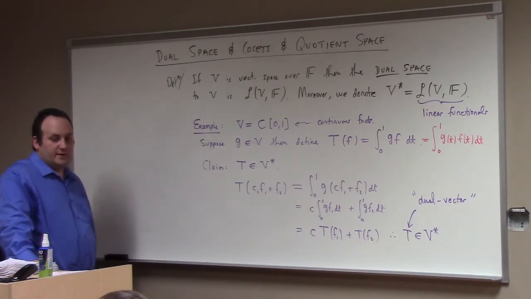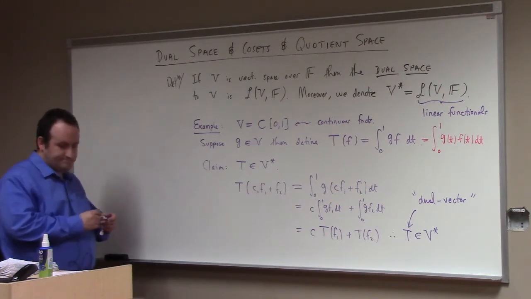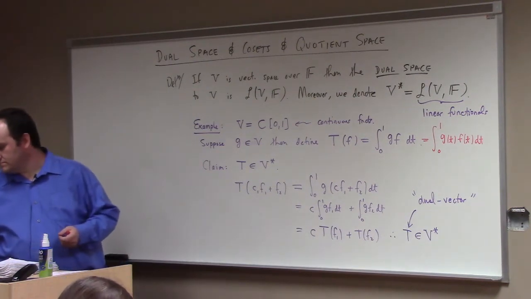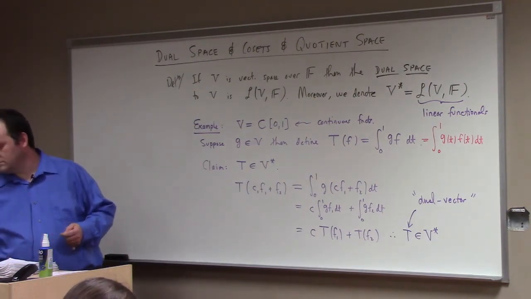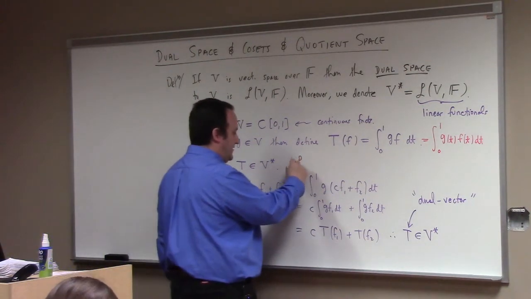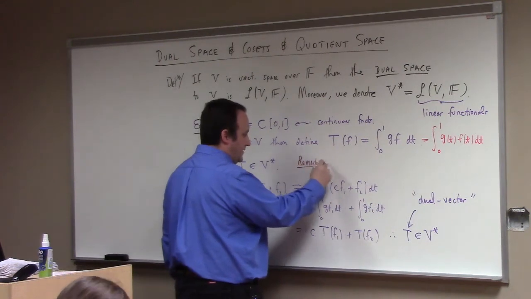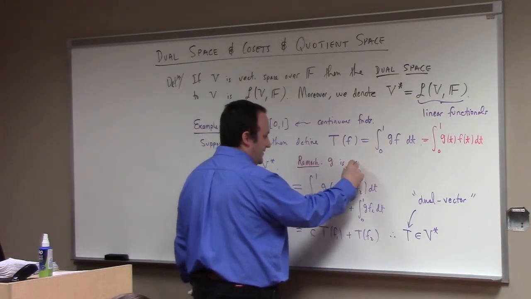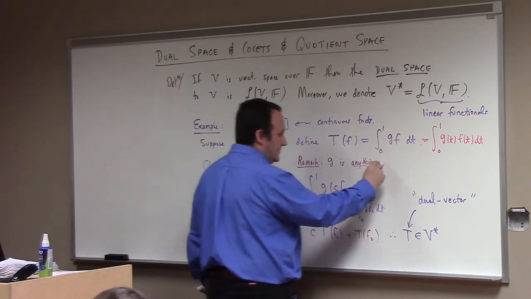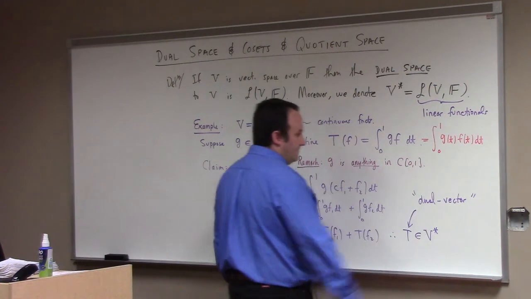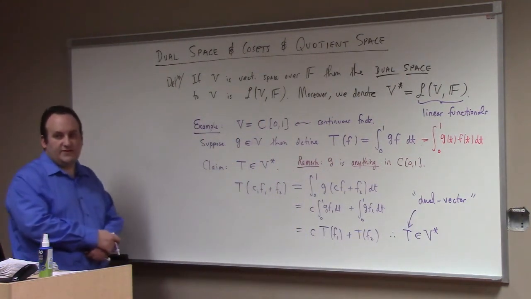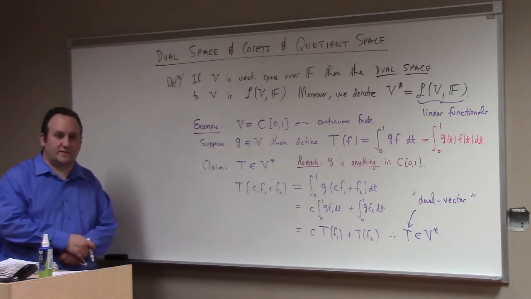All right. Now this example is pretty flexible, right? What are your choices for g? What could you make g in my example? I'll put it right here. Remark. g is anything, right? Anything in C[0,1]. It could be anything. How many choices are there? How many continuous functions are there on 0 to 1?